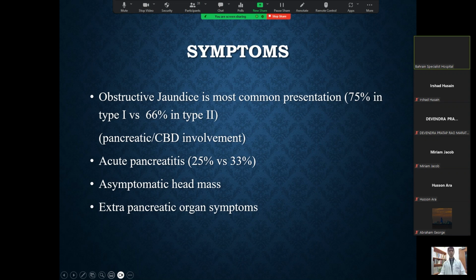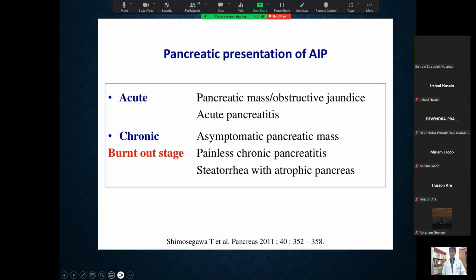Being about 75% in type 1 and 66% in type 2, which can be with pancreatic and CBD involvement. It also presents as acute pancreatitis in about 25 or 33% in type 1 and type 2 respectively. It can also present like a pancreatic mass with no symptoms and extra pancreatic organ involvement. We'll briefly touch on all of these.